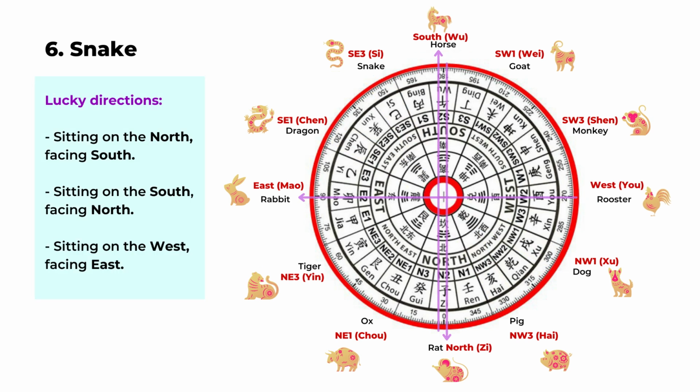For the lucky directions, you can see the chart is north and the south. Both sitting or facing north and south are very lucky for snakes. And another one is facing east and sitting on the west. So those are the 3 lucky directions for the snakes.